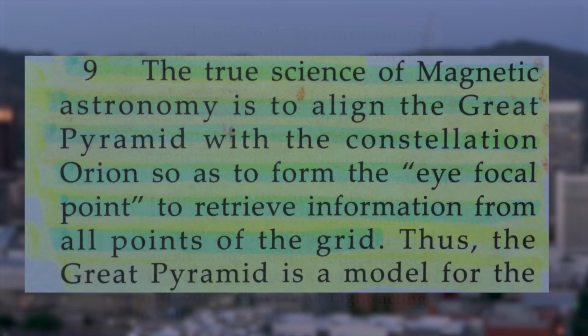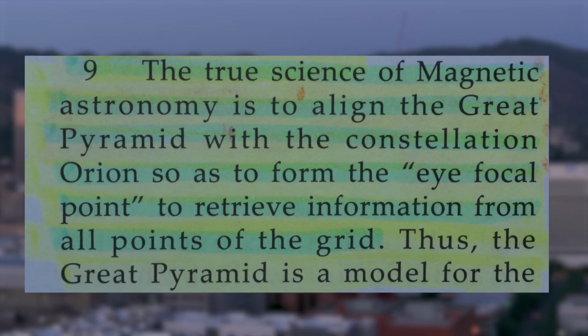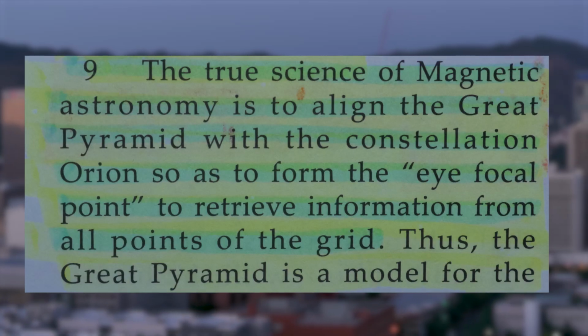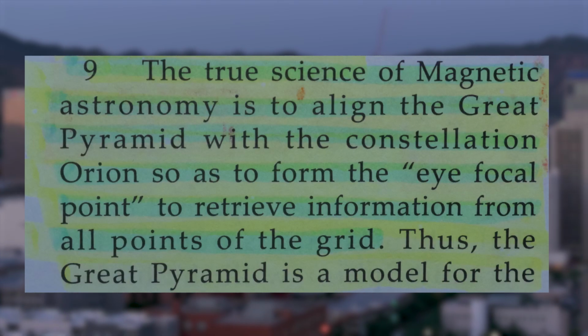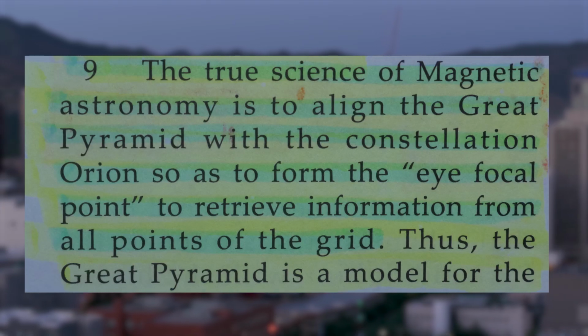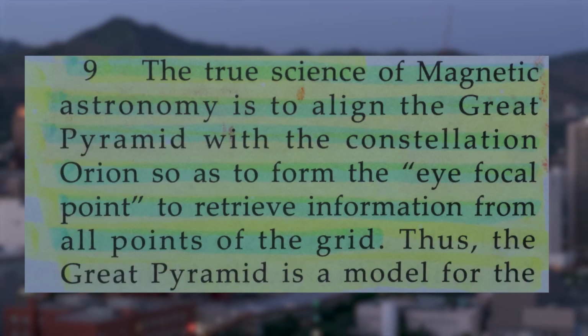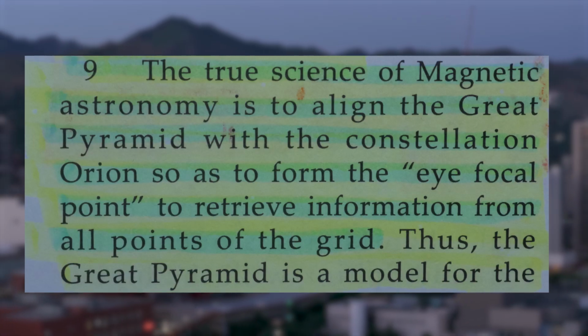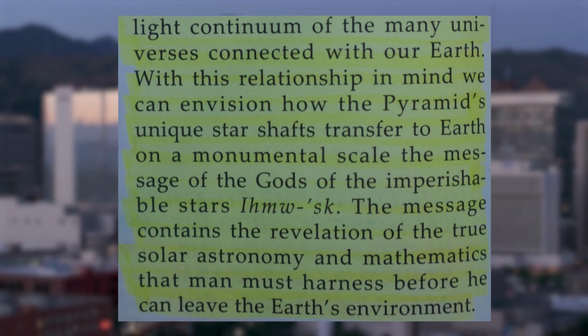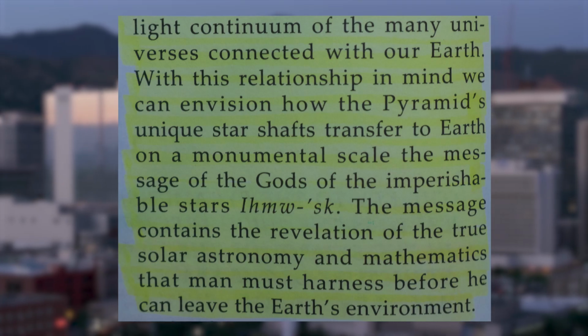The true science of magnetic astronomy is to align the Great Pyramid with the constellation Orion, so as to form the eye focal point to retrieve information from all points of the grid. Thus, the Great Pyramid is a model for the light continuum of the many universes connected with our Earth.